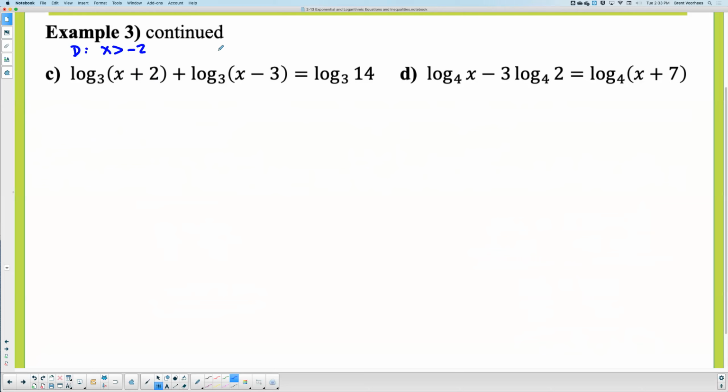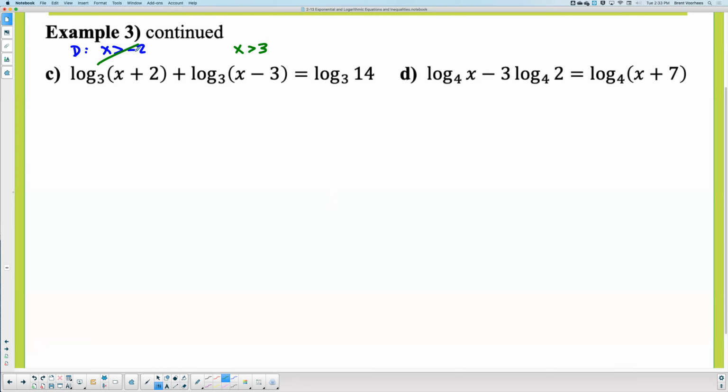You would say x minus 3 has to be greater than 0. What is this telling us? x has to be greater than 3, not 0. So when you combine these two, x has to be greater than -2 and x has to be greater than 3. Another way of saying it is x has to be greater than 3. We cannot have an answer smaller than 3. That's what I'm telling you at the start. So now let's just do the math.